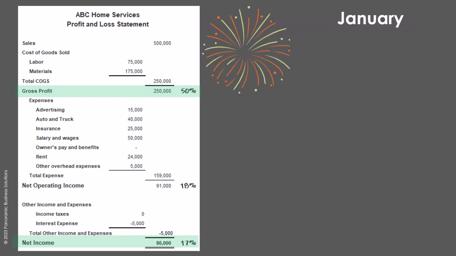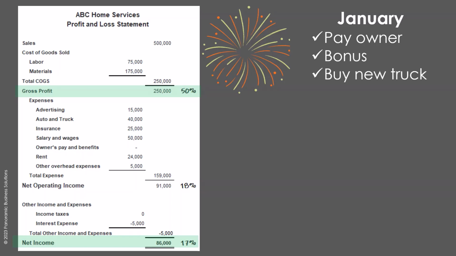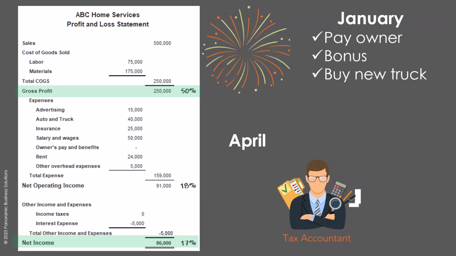They celebrate in January by paying the owner. Finally, they're excited to pull some money out of the business. They even pay a bonus, and they decide to buy a new truck. April rolls around, your tax accountant calls and tells you that you owe $22,000.